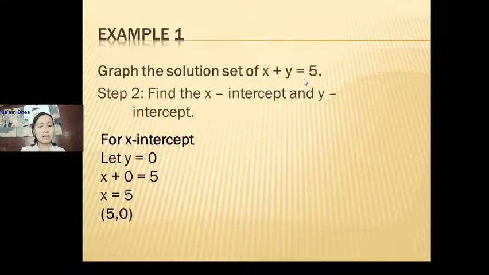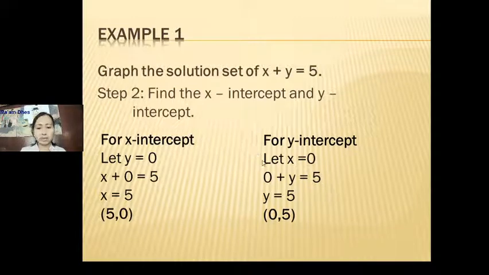For the x intercept, let y always be equal to 0. So using our equation x plus y is equal to 5, we're going to substitute y is equal to 0. So you have x plus y, your y is 0, is equal to 5, and then you have x is equal to 5. Okay, so if your x is 5, now you have your y which is 0. So that will be our first point, or our x-intercept.